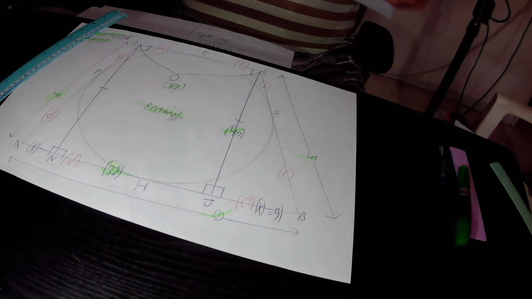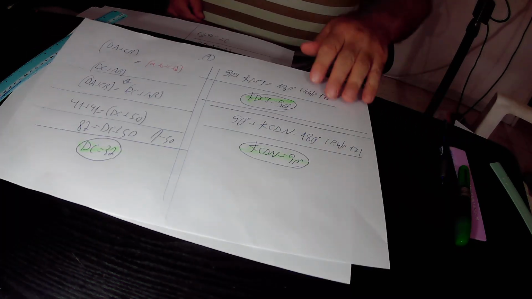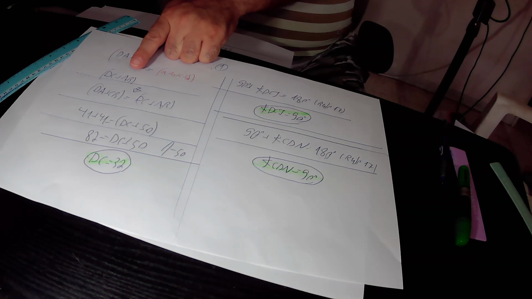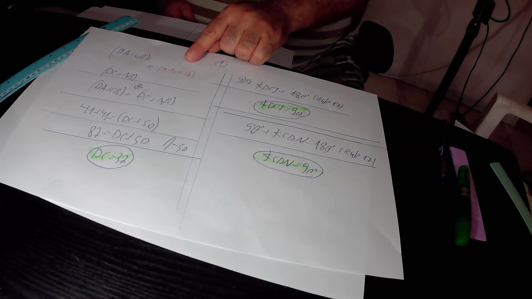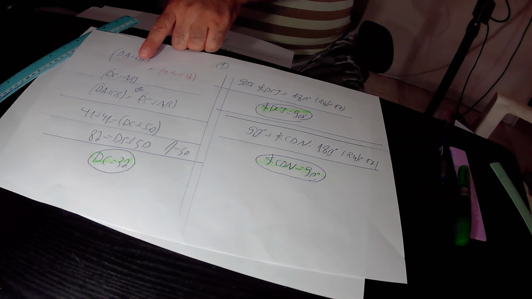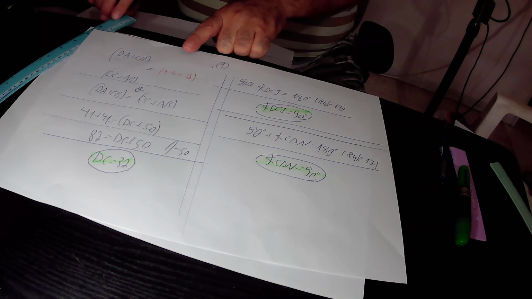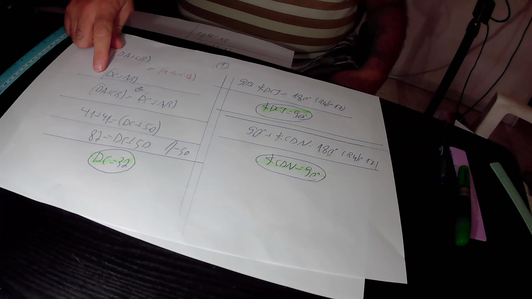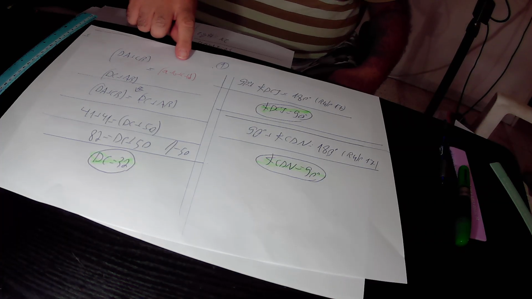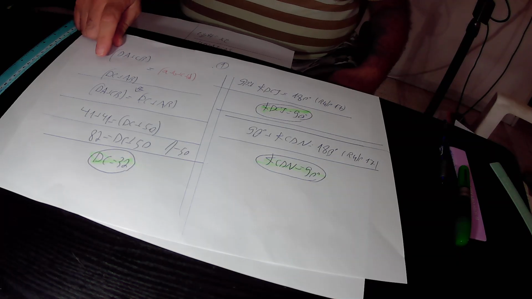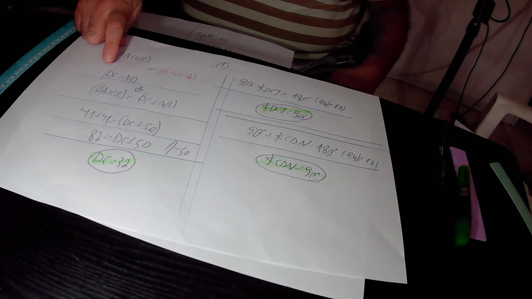So we found out that side DA plus side CB equals A plus B plus C plus D. Again, side DC plus side AB also equals A plus B plus C plus D. And because those two expressions are both equal to A plus B plus C plus D, they are equal to each other. That is to say, DA plus CB equals DC plus AB.